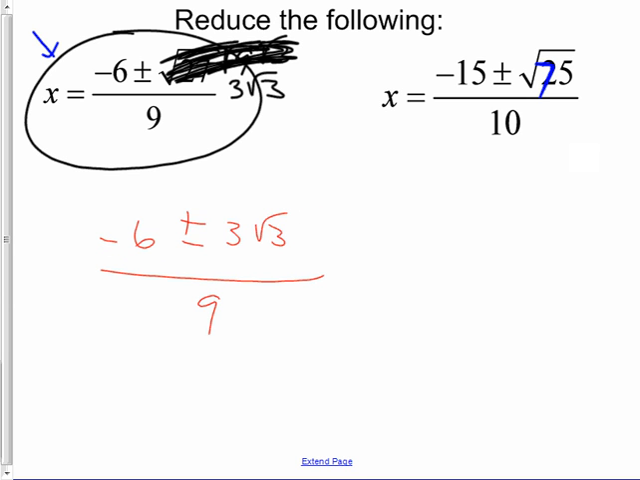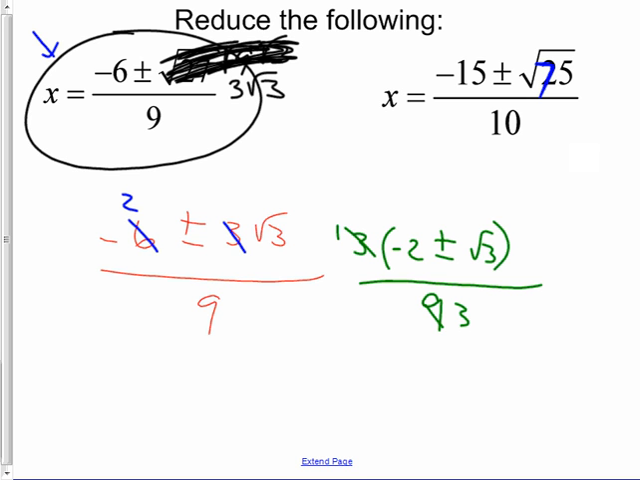If I were to factor this out, what goes into both of them? 3 does. And I'd have 3 comes out, and I'd have -2 plus or minus root 3 all over 9. And once I do that, I can cancel the 3 and the 9. 3 goes in here once, 3 goes in here 3 times. That's option A. Option B is to go 3 goes in here twice, 3 goes in here once, 3 goes in here 3 times, and the final answer has to be rewritten anyways as that. -2 plus or minus square root of 3 all over 3.